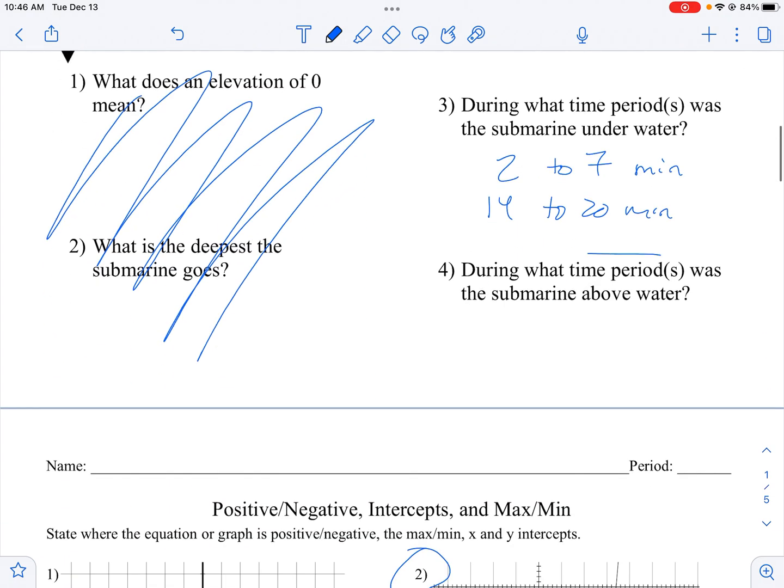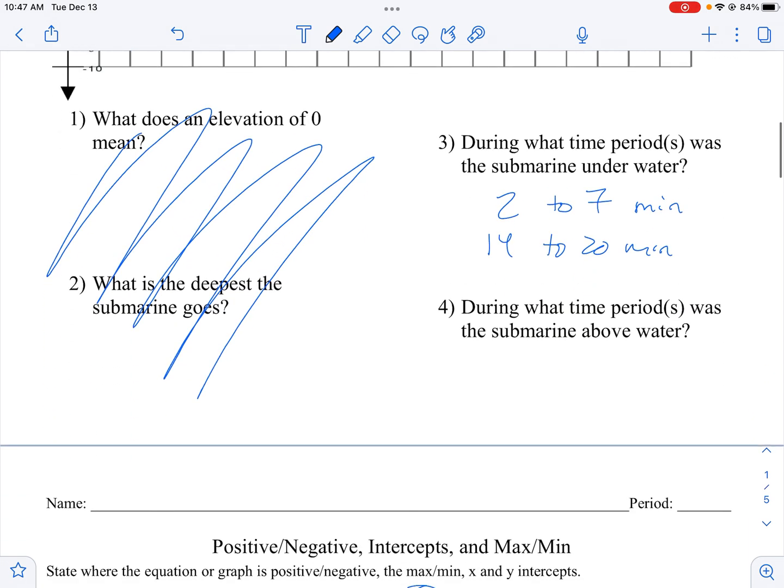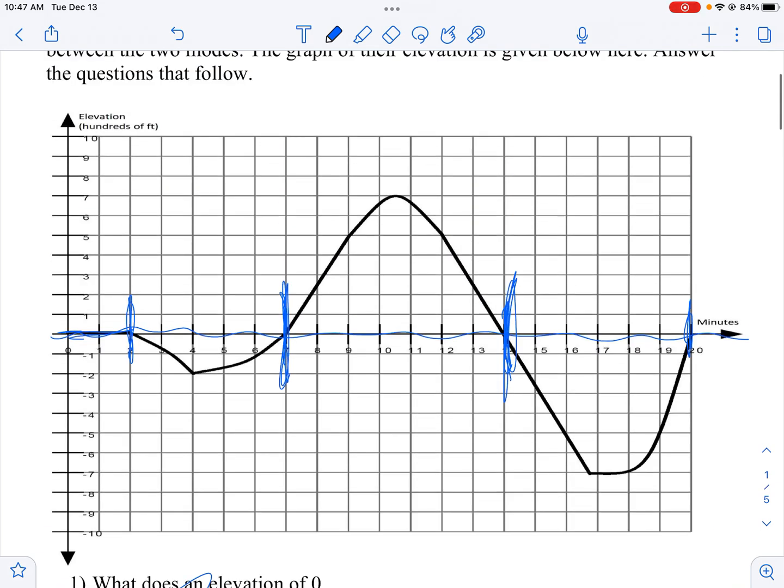And then we got the next one. During what time periods was the submarine above the water? Well, here we got on the water, below the water. This one is above the water here. So this section. Once again, we're going to write down our minutes during what time periods. That's going to start here at 7, and it ends at 14. So it's going to be from 7 to 14 minutes. Okay. So yeah, the submarine is underwater, shoots up in the air, comes back down, is underwater again, and comes back to the surface. So cool little demonstration there of this fancy submarine.